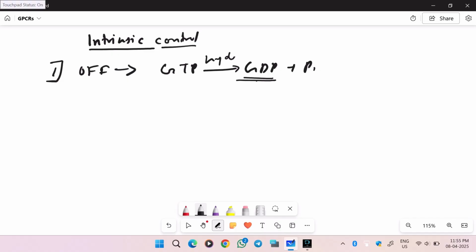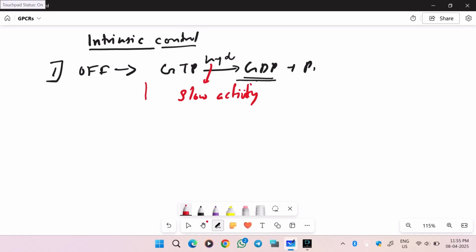This hydrolysis is actually of very weak activity. It is not like the receptor-ligand binding occurred and GTP got bound and it immediately got hydrolyzed. No, it is a very slow activity. The hydrolysis will occur very slowly, so it is under control. If the G protein is active for a very long time, then by its inherent property it will slowly get hydrolyzed and then slowly get switched off. So this is an inherent property.